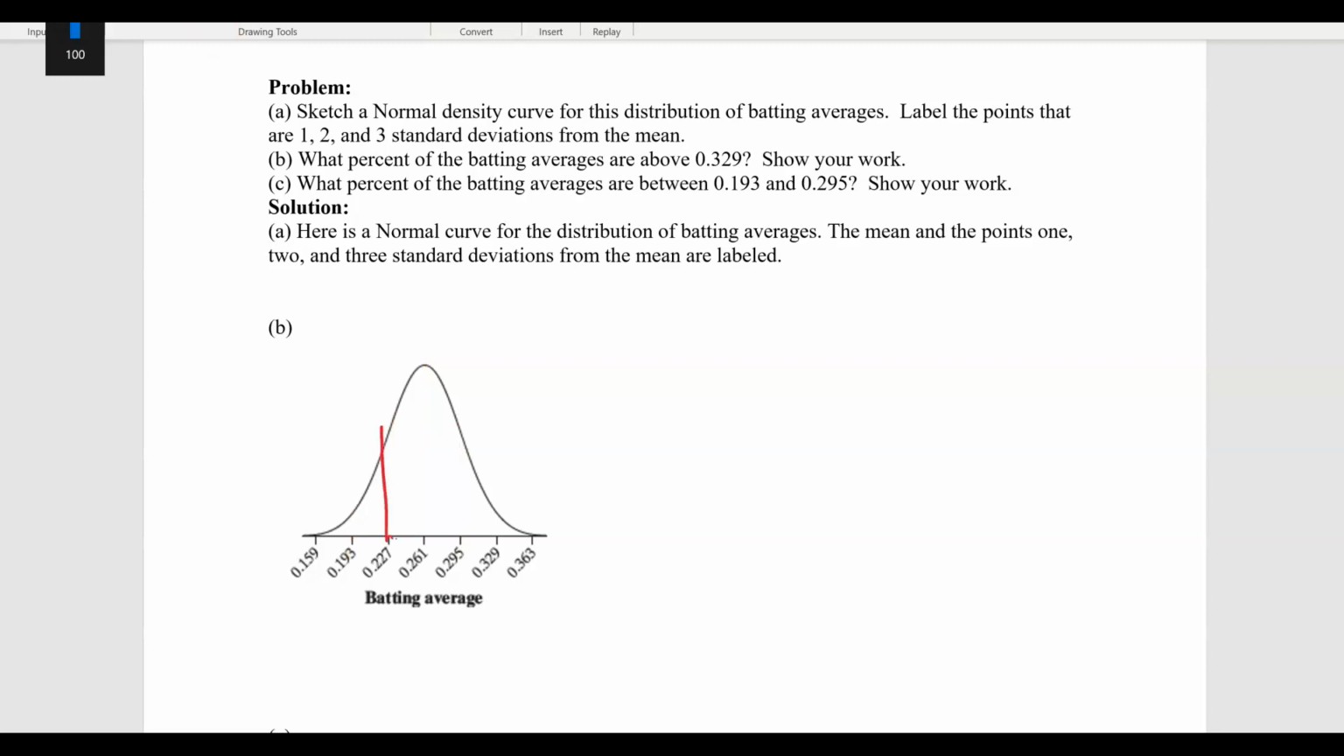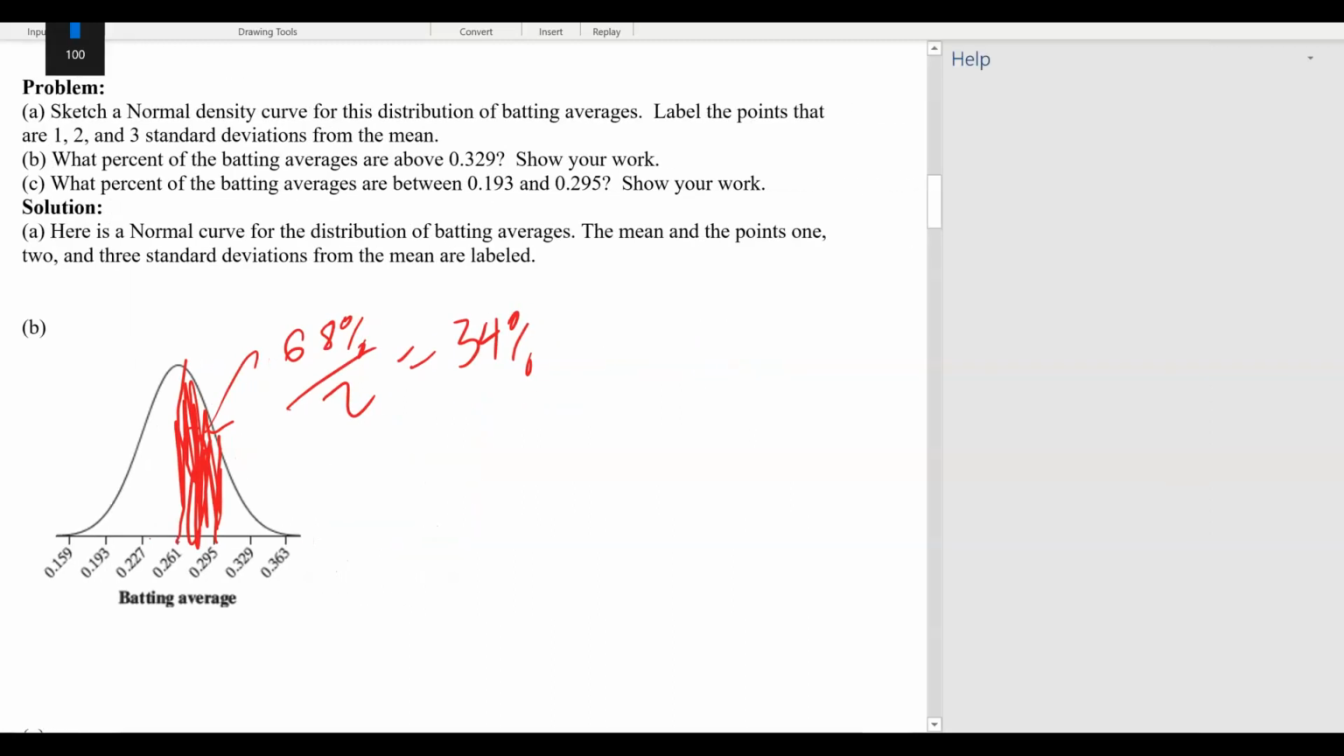Remember, what percentage lives in here? 68%, right? So bear with me then. What if I only wanted to go 1 above? So I'm just going to go right from here to here. That's that sliver. That's going to be 68% divided by 2. That would be 34% in this slice. That's 34%. See it? Okay, now the other part of this question that they asked us was to go down to 2 below.